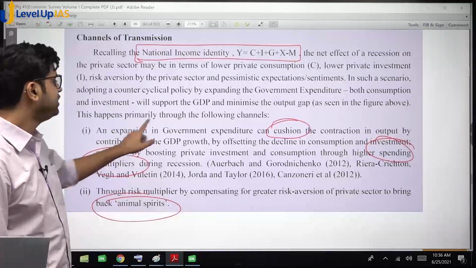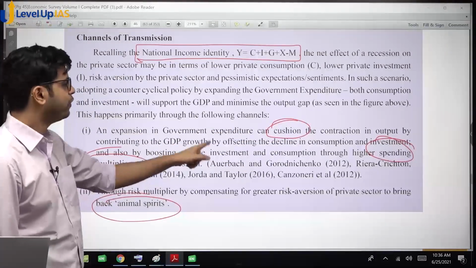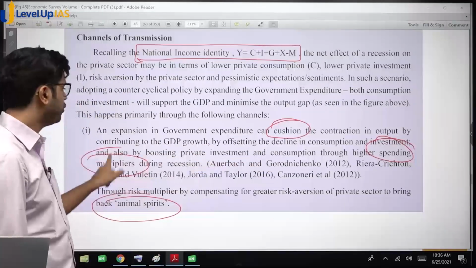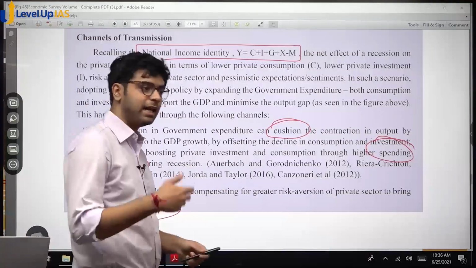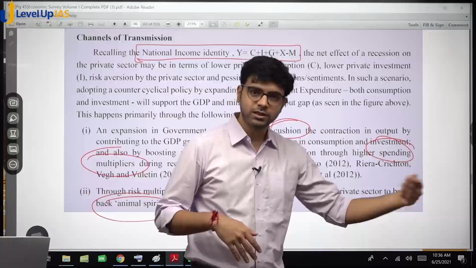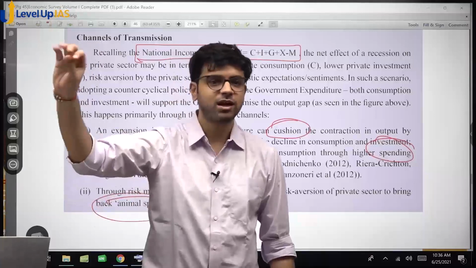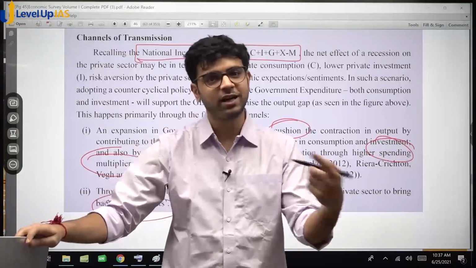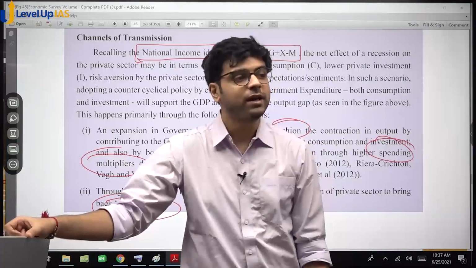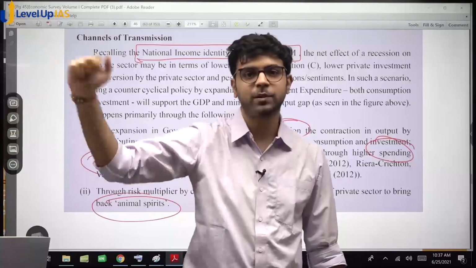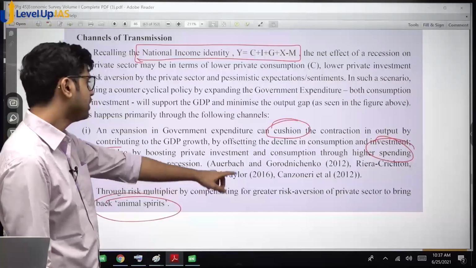One, an expansion in G can cushion the contraction in output by contributing to GDP growth. We know that. By offsetting the decline in C and I. We know that. And also by boosting private C and I through higher spending multipliers. Which means that C and I are going down, which means people are not buying new machinery also. I is also going down. If government says I want to construct a new bridge, if government says I will construct 10 bridges, will cement companies start manufacturing more? Will cement companies start purchasing new machines? Yes or no? Will cement manufacturers employ a lot of people because you have to supply cement for 10 bridges? Same thing. Multiplier effect I told you about.